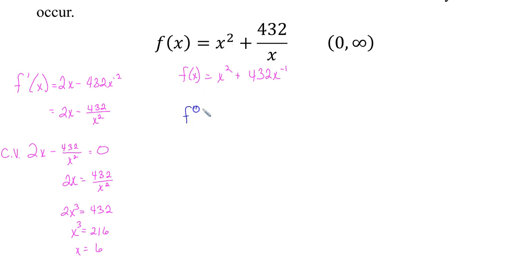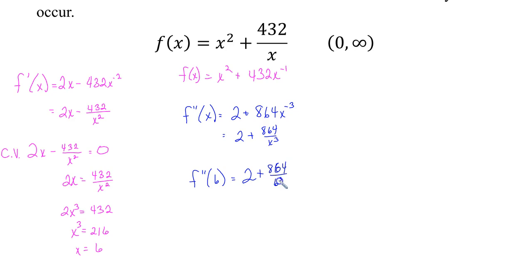So let's go ahead and find the second derivative of this function, which is going to be 2 plus, and this is going to be kind of a large number, 864 x to the -3rd power, which is 2 plus 864 over x to the 3rd power. If I were to plug this critical value of 6 in here, it doesn't really matter what number I get, but this is going to be a positive value.